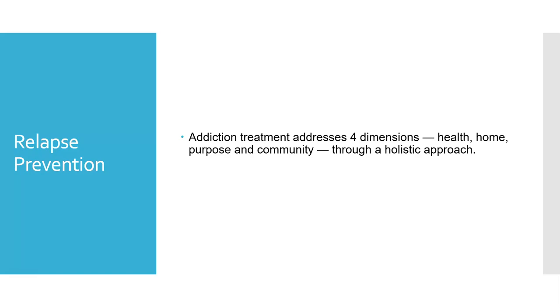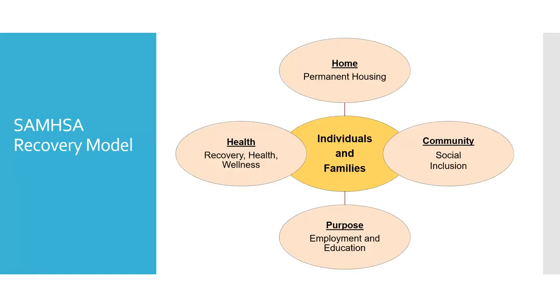Relapse prevention, addiction treatment addresses 4 dimensions. We talked about that earlier: health, home, purpose, and community, all through a holistic approach. So, permanent housing, social inclusion, having a purpose like work or school, for health, recovery, and wellness. And this encompasses the patients and their families.